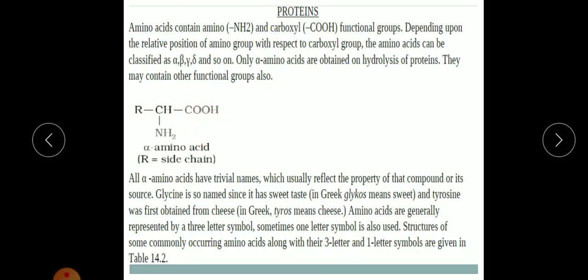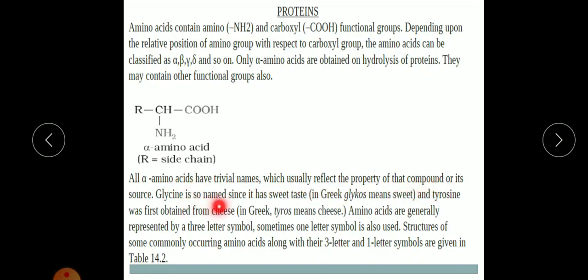Over here, this is known as alpha amino acid, since the carboxylic acid functional group is attached to a carbon atom, so this carbon atom can be called alpha, and the amino group is attached to it, so alpha amino acid. And this R can be a side chain. We'll see that when the value of R changes, what the different names of the amino acids will be. All amino acids have trivial names which usually reflect the property of that compound or its source.